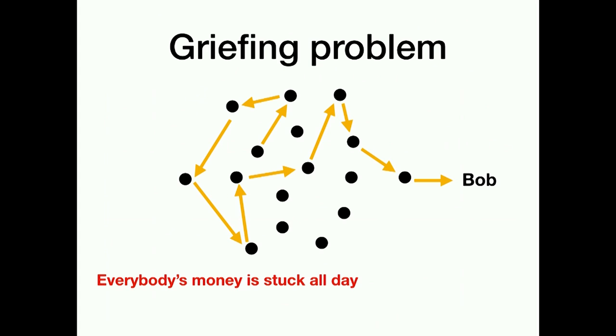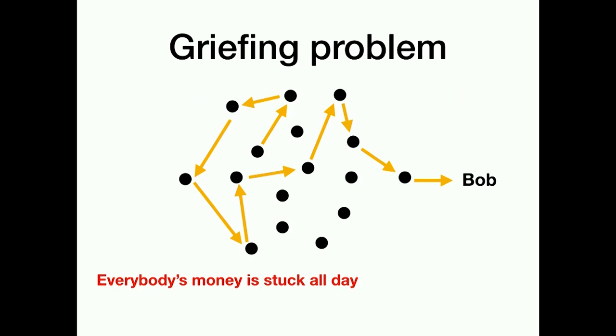And this is something that someone in the middle here just says they don't know Bob. They're just routing this payment, and they didn't sign up to have this one Bitcoin locked up for a full day, and they don't even receive a fee for it because it gets canceled. So that's the griefing problem.